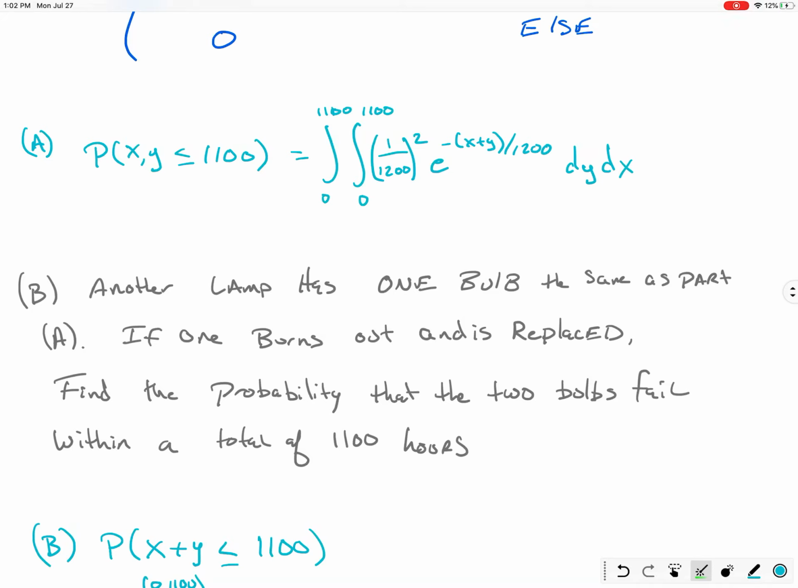Okay, so then for part A, those bulbs are running together, right? So I'm going to set up that integral, the probability of x and y together both being less than or equal to 1,100 hours. So I have a double integral. I chose to do it in the order of y first and then x. I could do the other way around if I wanted to. The y part is running from 0 to 1,100, and then I put in my function. I have to evaluate that, and once I figure that out, then I do the x part, which is also running from 0 to 1,100. And our problem asks us to round that to 4 decimal places.